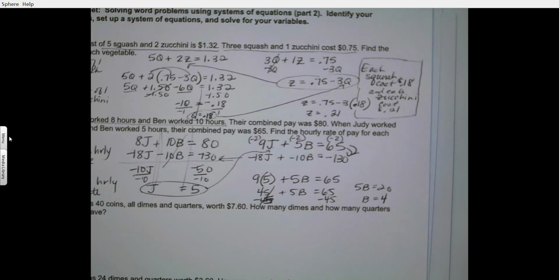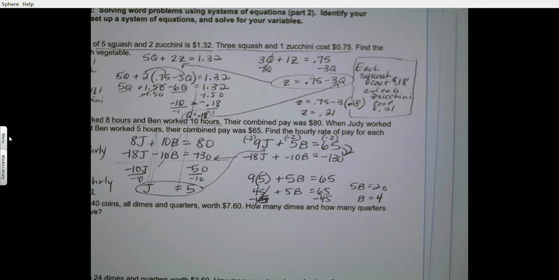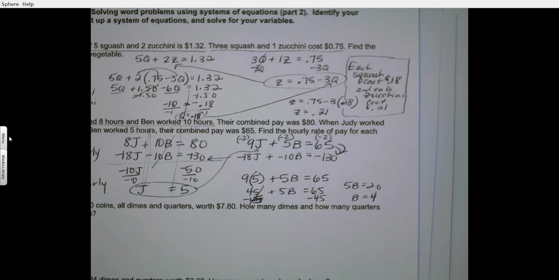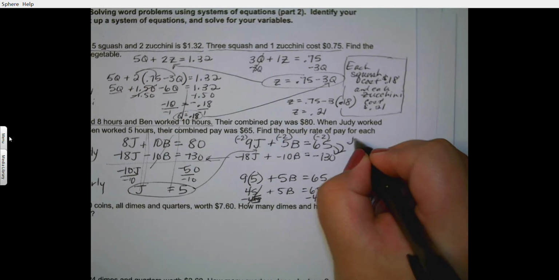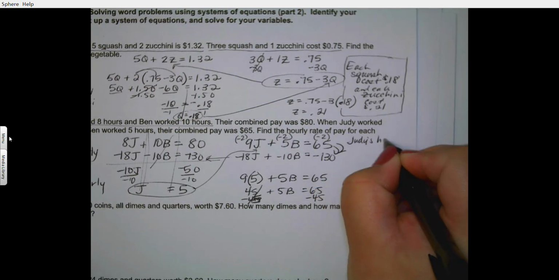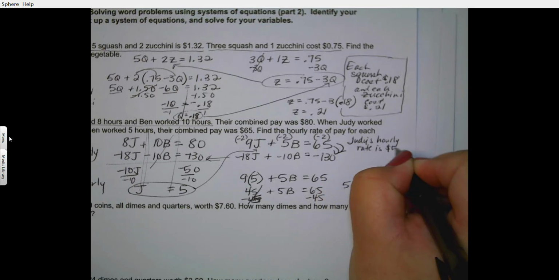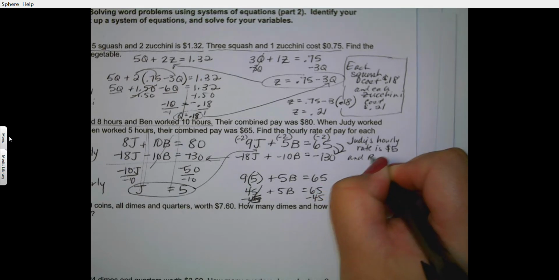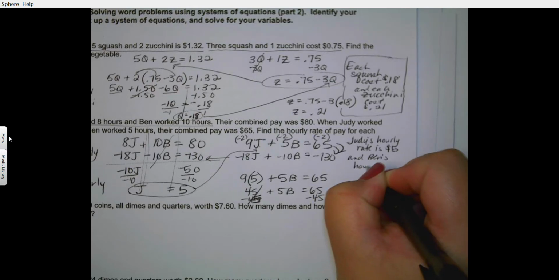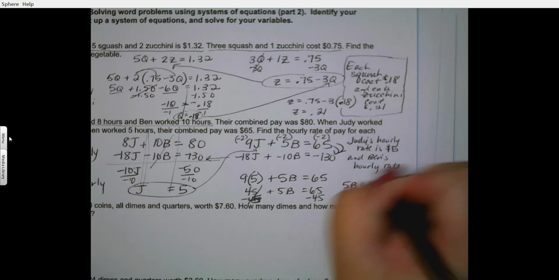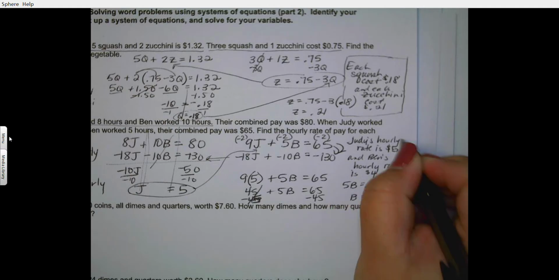So now I have to actually write my answer. So Judy's hourly rate is $5, and Ben's hourly rate is $4.